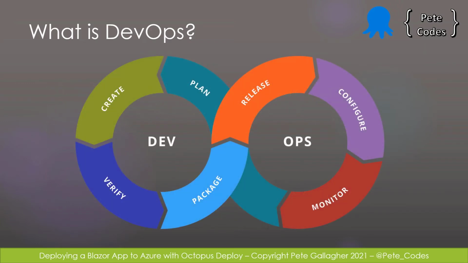And we may have seen this DevOps diagram around, or various different flavors of this, where on the left we have the dev cycle where we can plan, create, verify and package. And then on the right, we have the ops cycle where we have release, configure and monitor. And then we join the circle back and we keep this loop going and we continuously improve our software.